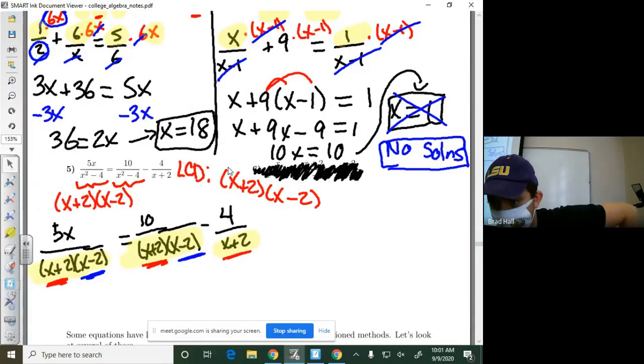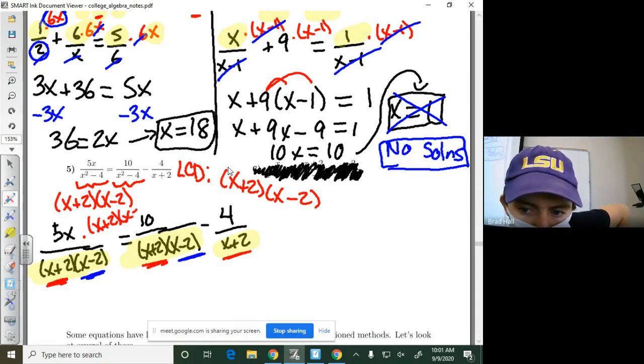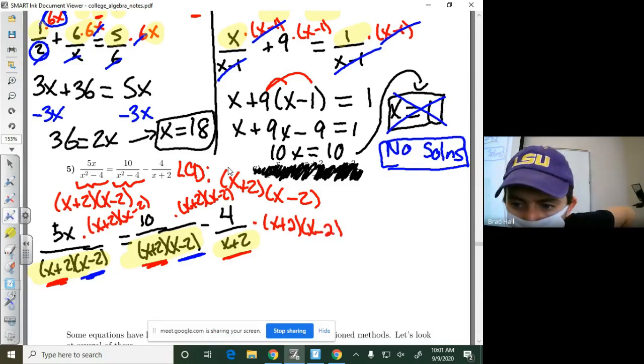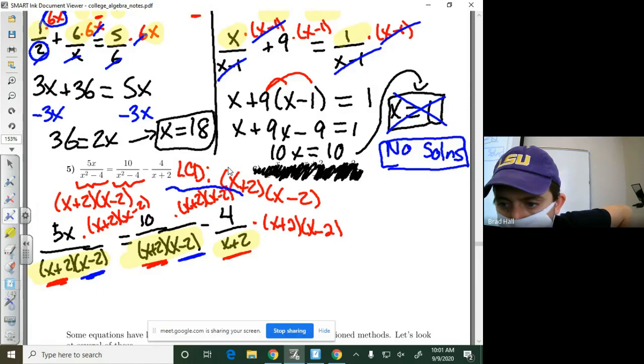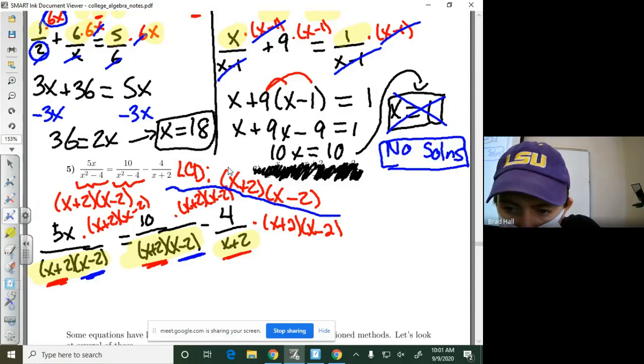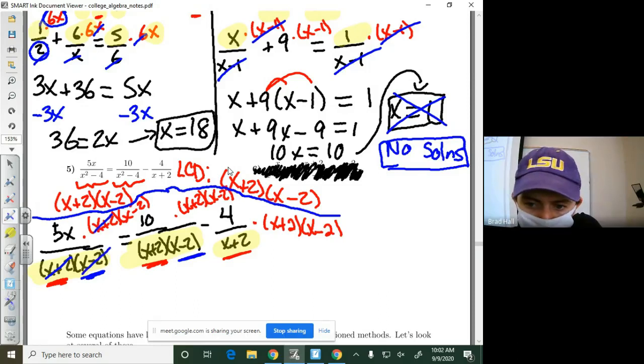So we have the least common denominator. So naturally, we can go ahead and multiply every term by said LCD. So we find the LCD, we multiply every term by it. And so naturally, there's going to be a lot of cancellation. X plus 2, x plus 2, x minus 2, x minus 2.